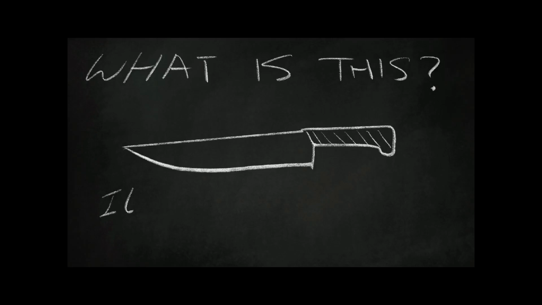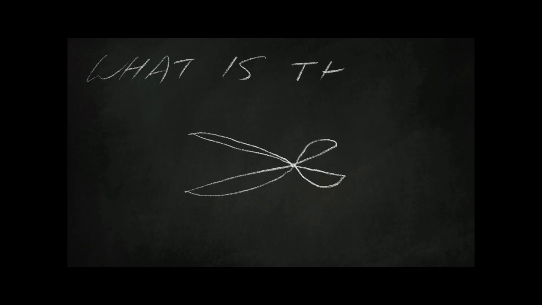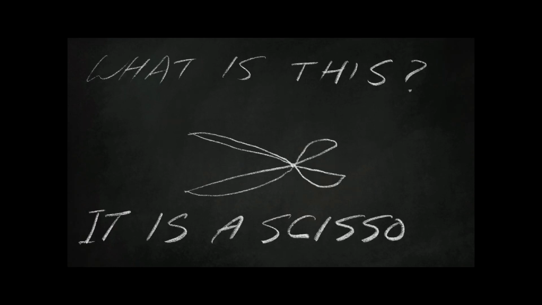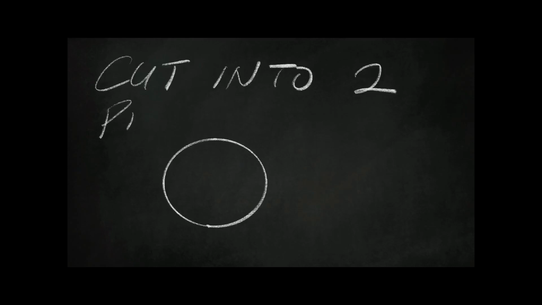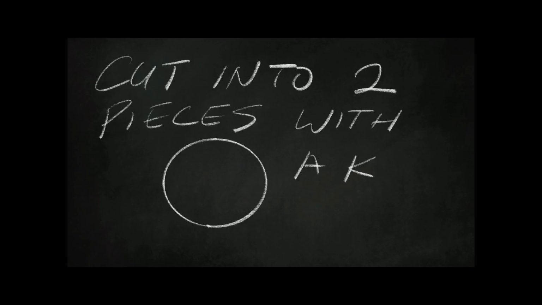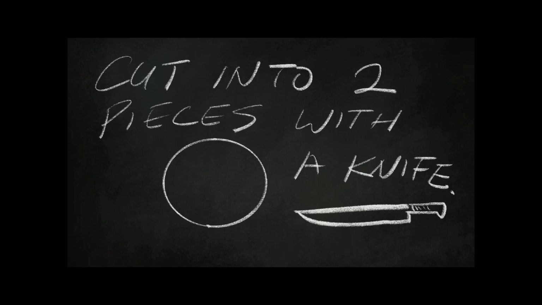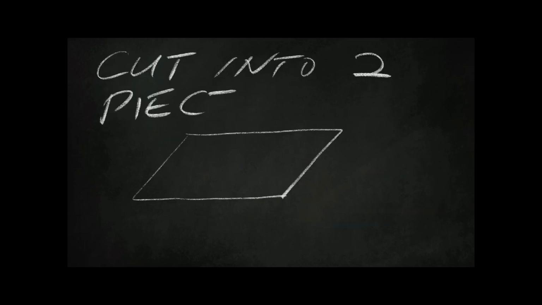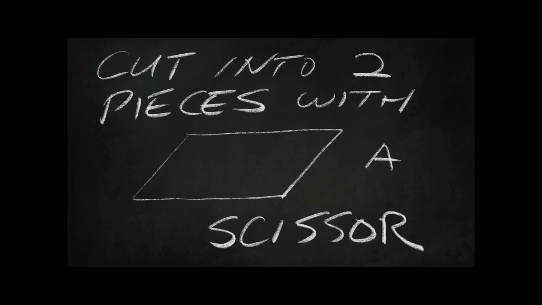What is this? It is a knife. What is this? It is a scissor. Cut into 2 pieces with a knife. Cut into 2 pieces with a scissor.